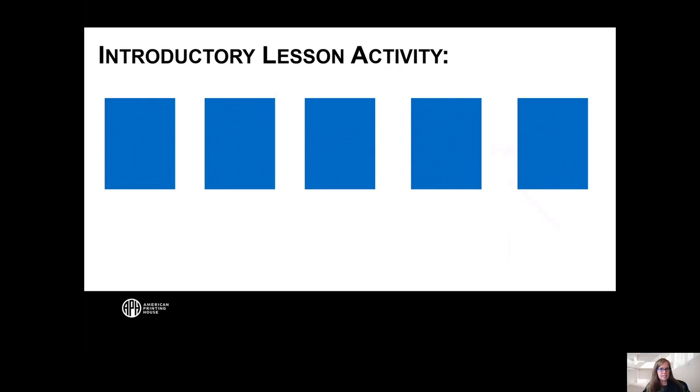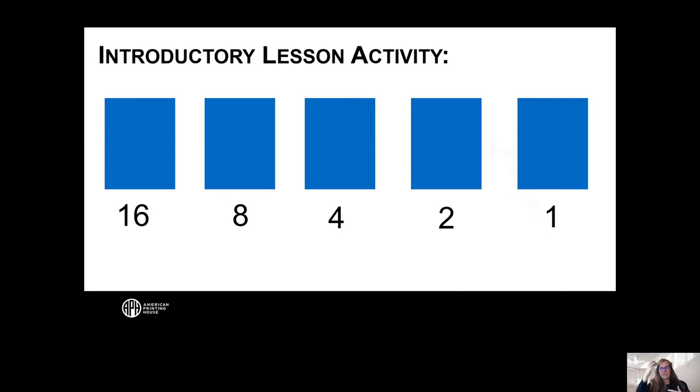All right, so what does the activity actually look like? On the screen right now, I have 5 blue squares, same size, lined up in a row, and these are our binary cards. I'm going to add the place values underneath. The card on the right has a place value of 1, the next one 2, the third one 4, the fourth one 8, and the fifth one 16.